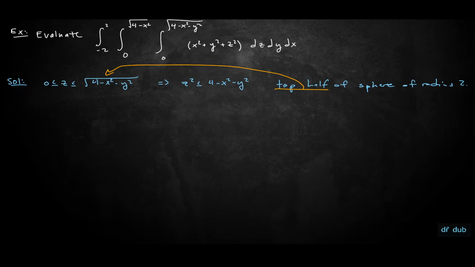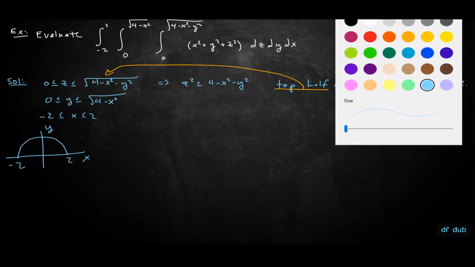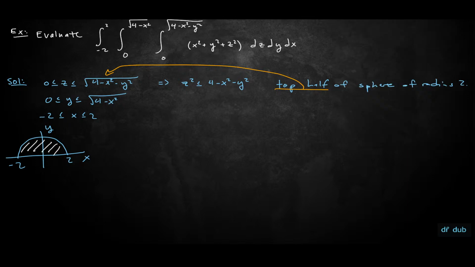And then the xy bounds, well, y is going from 0 to the square root of 4 minus x squared, and x is going from negative 2 to 2. So in the xy direction, it's a semicircle of radius 2. So it's actually this way in the xy direction. And it's kind of set up as a type 1 xy bounds.